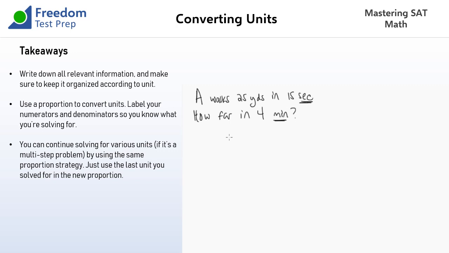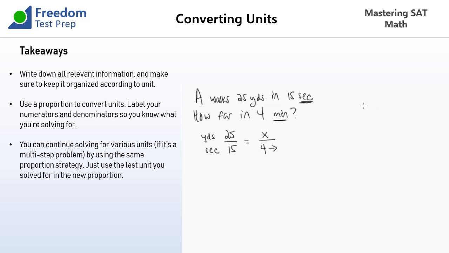Well, we're going to have our proportion set up here. So it says 25 yards, so 25, and we're going to label it 25 yards. And that's going to be in 15 seconds. We put seconds down here. Now, we want to know how far, so the x is going to be the distance, or yards. And the time is 4 minutes. The problem is this is minutes, and we have labeled it seconds. So you need to change that 4 into seconds, because right now it's in minutes.